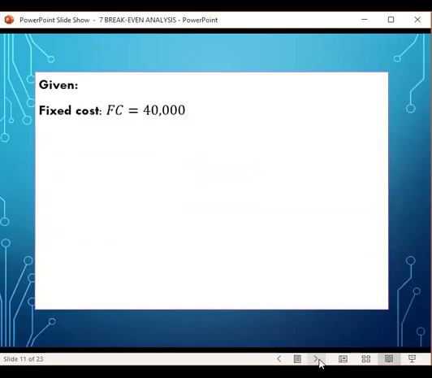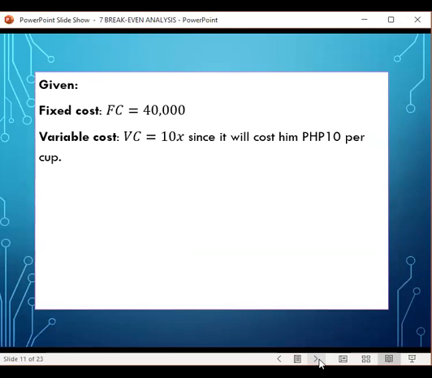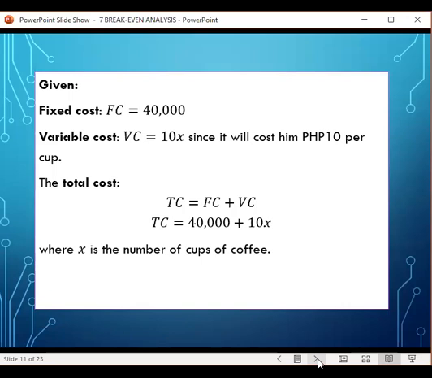So we know that the fixed cost is 40,000 pesos and our variable cost would now be 10x because we do not know how many cups will be sold. So the variable cost would be 10x and x would be the number of cups. Next, our total cost, we simply add the fixed and the variable cost. So we'll have 40,000 pesos plus 10x. That is your function for the total cost.